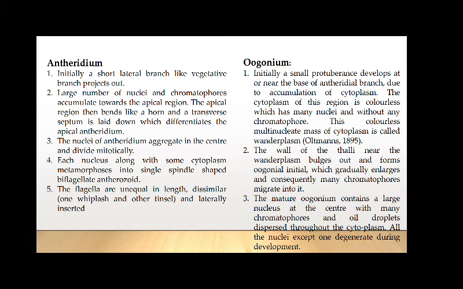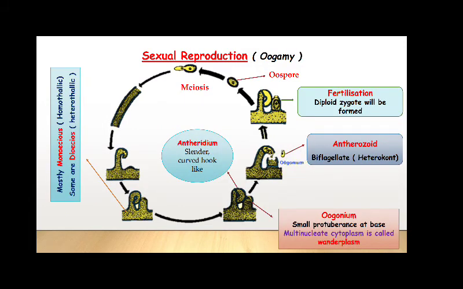Otherwise, Vaucheria is a coenocytic, multiflagellate, multinucleated structure. So a diploid zygote will be formed. This is the sexual reproduction structure, the sexual reproduction figure, an overall figure showing how Vaucheria undergoes oogamy.